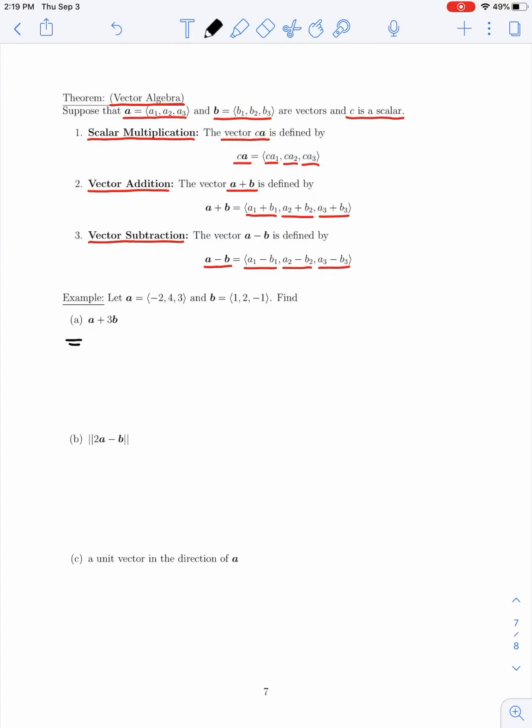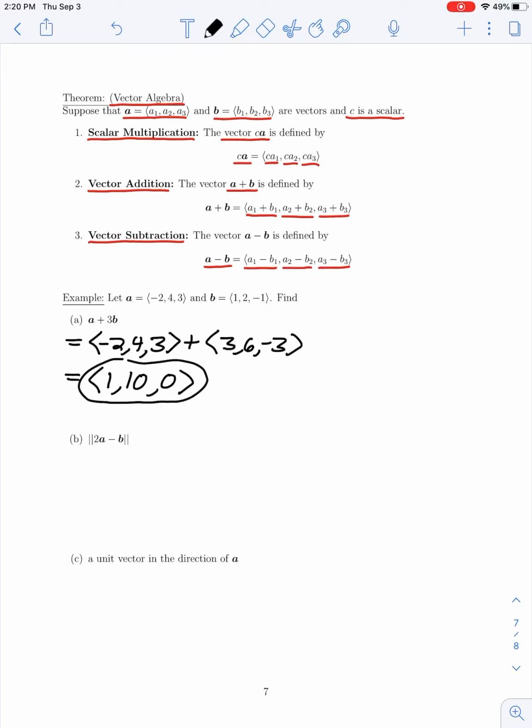So we would start here with the vector A, which is -2, 4, 3, and then to that vector, we're adding 3 times B. Now to get 3 times B, we take the components of the vector B and multiply each of them by the scalar 3. So here we would have 3, 6, -3. And adding these two vectors component-wise, we would have 1, 10, and 0. So this would be the sum of A and 3B.